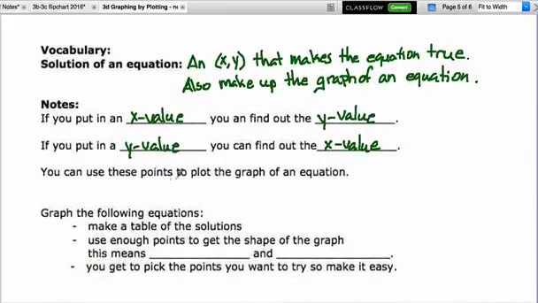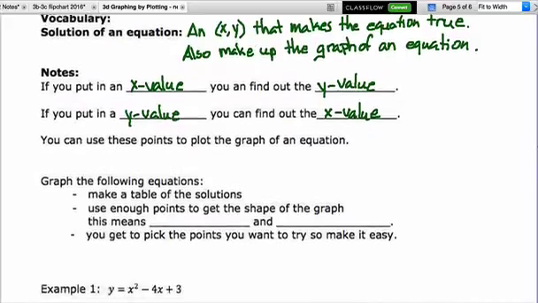You can use these points to plot the graph of the equation. So if you come up with some x's, you can find out the y or vice versa, and this will give you the graph of the equation by plotting these points. So here's how we do it.